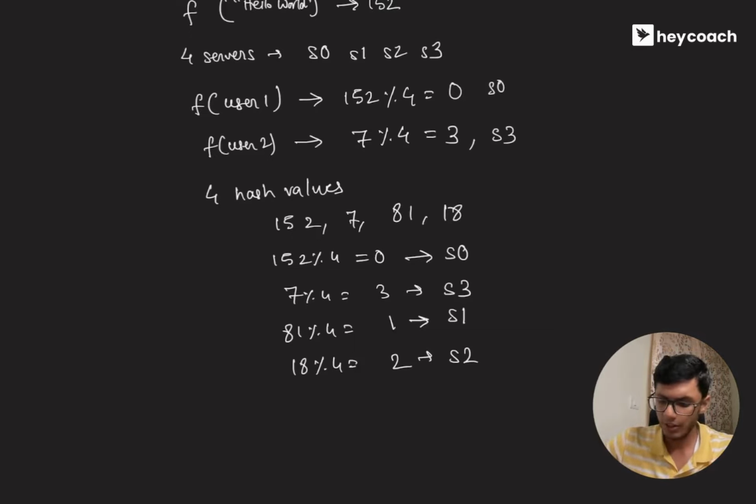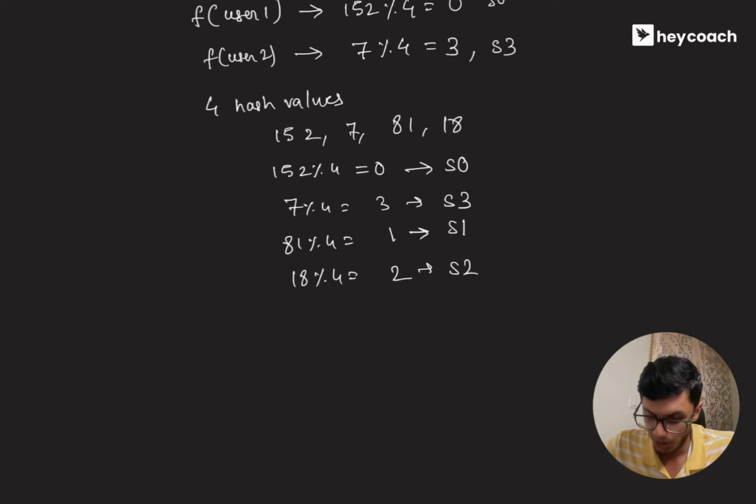Okay, so now we have 4 users and we have distributed the data in 4 different servers. And you can assume that the hashing function would just try to uniformly distribute the hash values so that each of the servers gets a similar load.